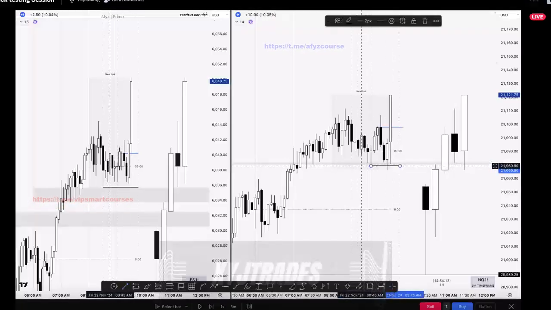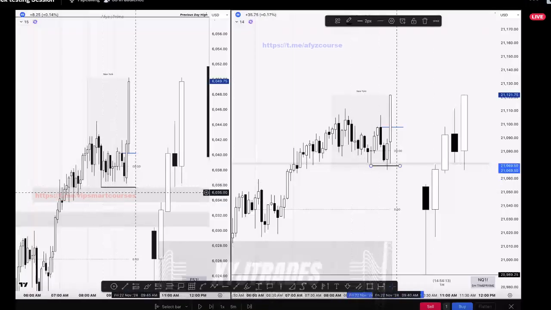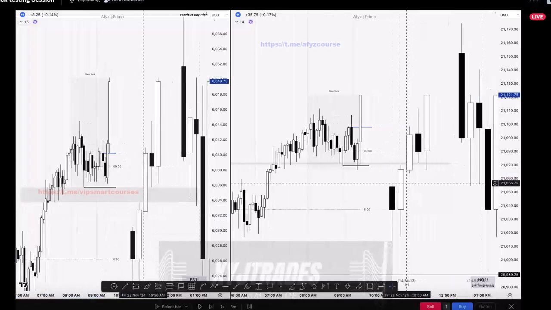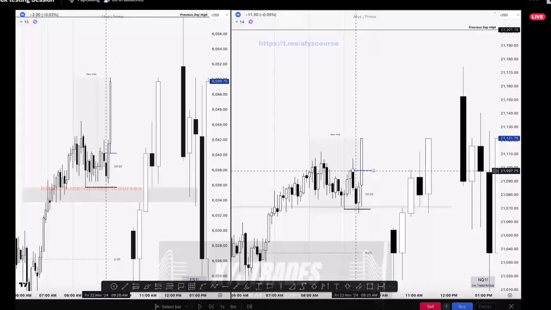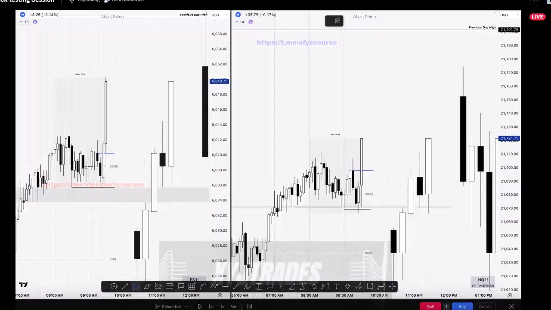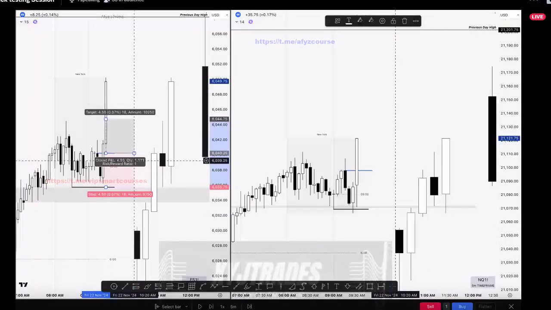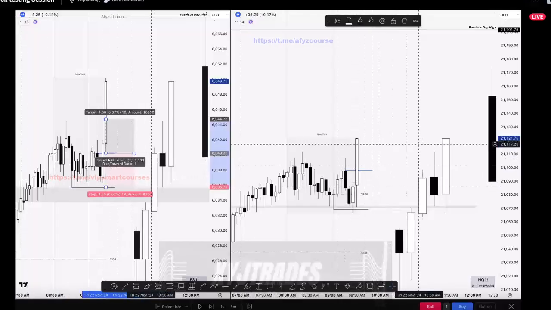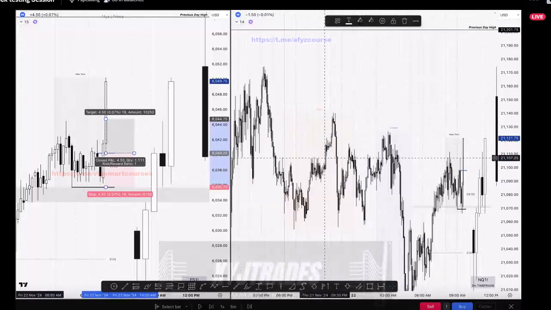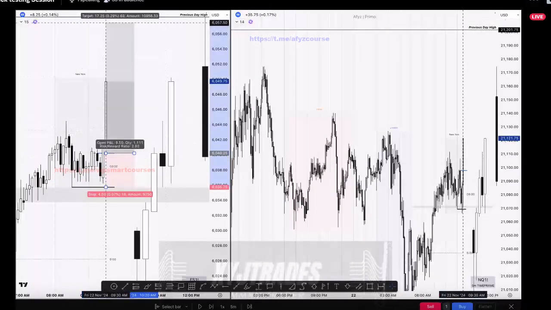Fair value gap is created. Do you guys see that? Okay, that's my SMT. That's the fair value gap. There's my change in state of delivery. ES actually offers a retest. ES is the index you want to be longing, not NASDAQ, because like we said, NASDAQ is weaker, ES is stronger. Your target is previous day high.